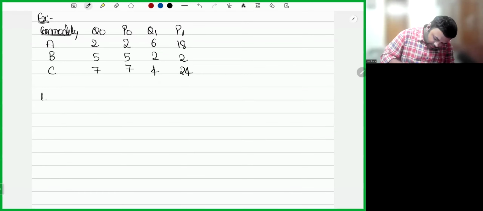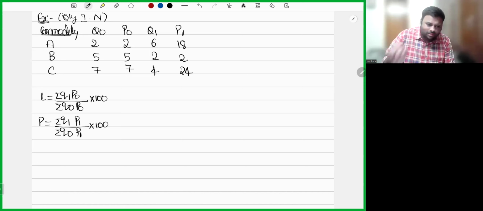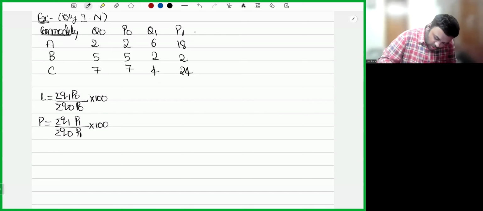All the 4 index numbers, let's calculate. First, let's calculate Laspeyres. What is this? Quantity index numbers. Be careful, the formula will change here. So what is Laspeyres formula? Summation of Q1 P0 divided by summation of Q0 P0 into 100. Paasche formula: summation of Q1 P1 whole divided by summation of Q0 P1 into 100. Dorbish-Bowley, L plus P by 2. Fisher's, root of L into P. That's it.